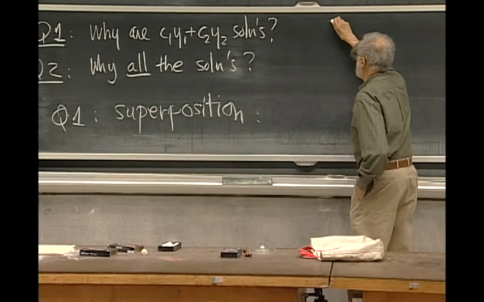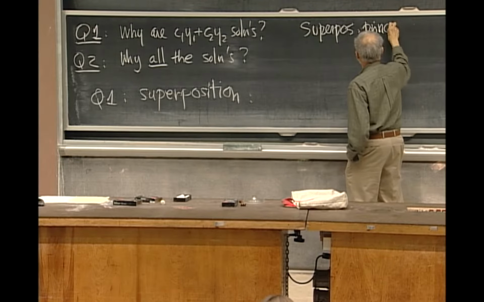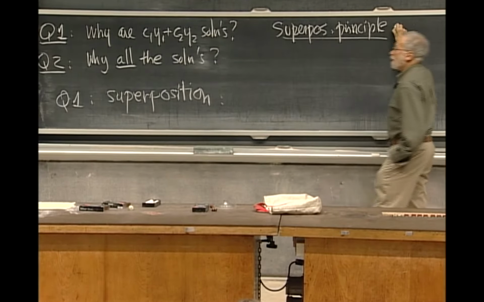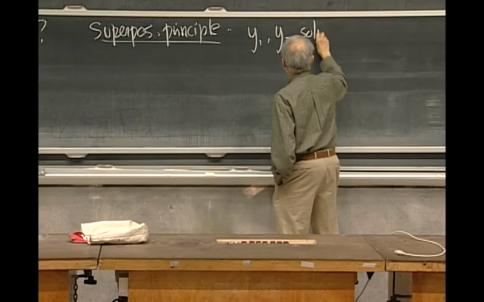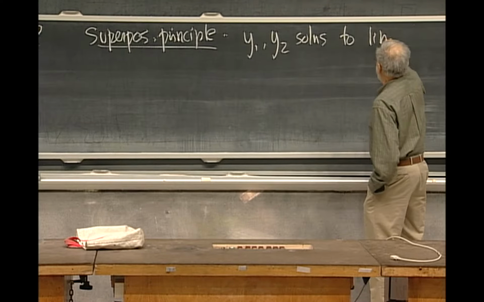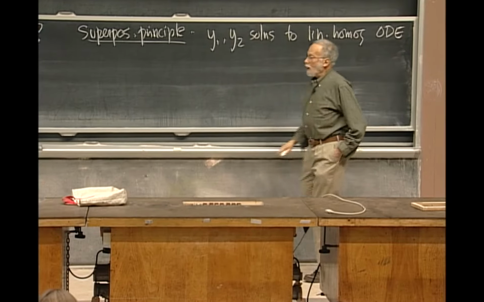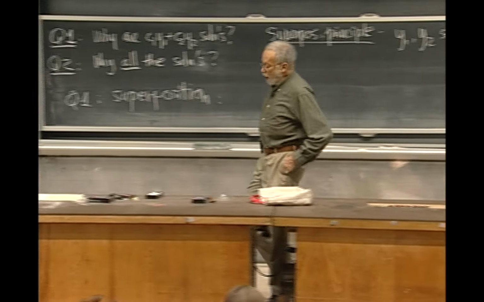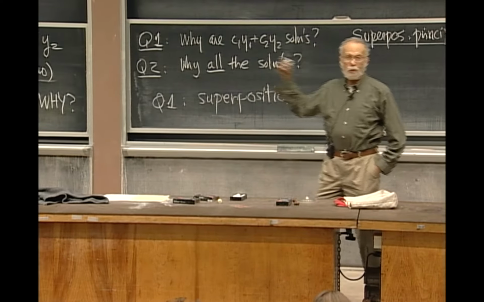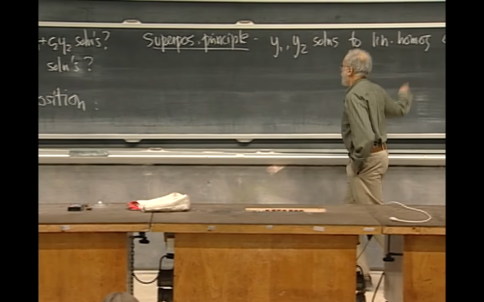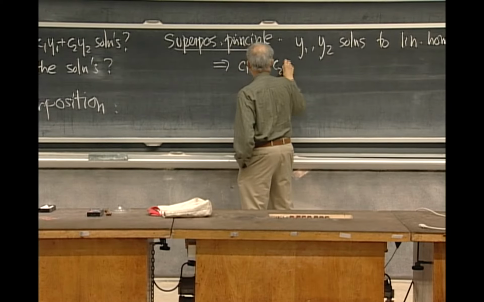And the superposition principle says exactly that. It says that if y1 and y2 are solutions to a linear homogeneous ODE, which in fact can be of higher order too, although I won't stress that. In other words, you don't have to stop with the second derivative. You could add a third derivative and fourth derivative, as long as the form remained the same. Then that implies automatically that C1y1 plus C2y2 is a solution.